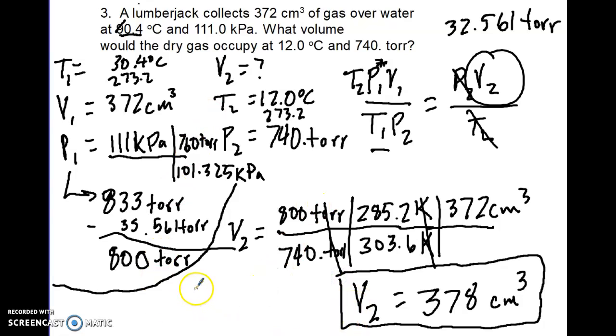Try those. A lot to think about, but the key is don't forget to convert your temperature to Kelvin and subtract that extra water vapor pressure from the chart from your P1. Good luck. Let me know if you have any questions.